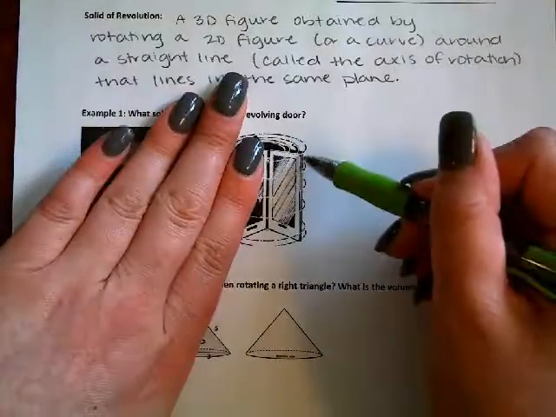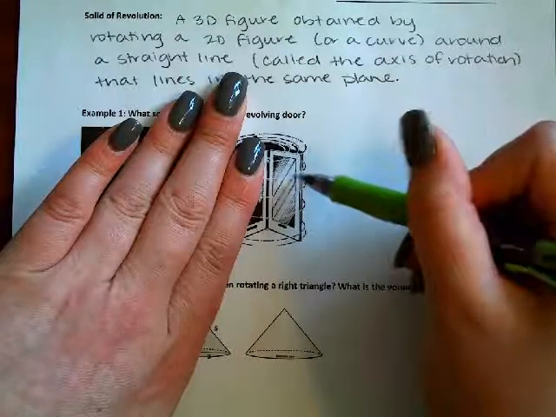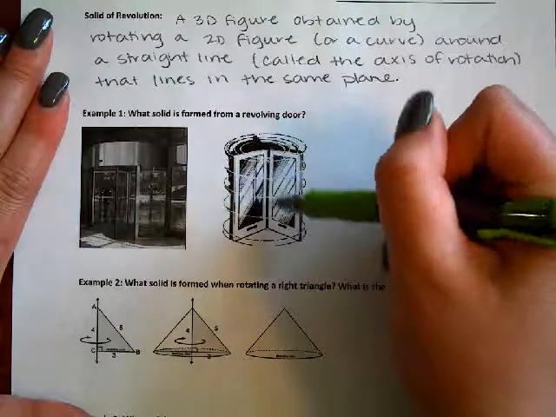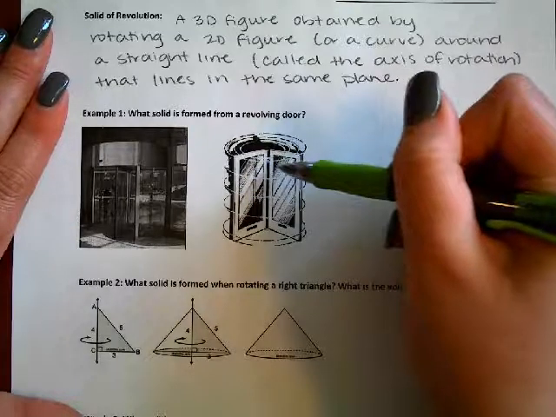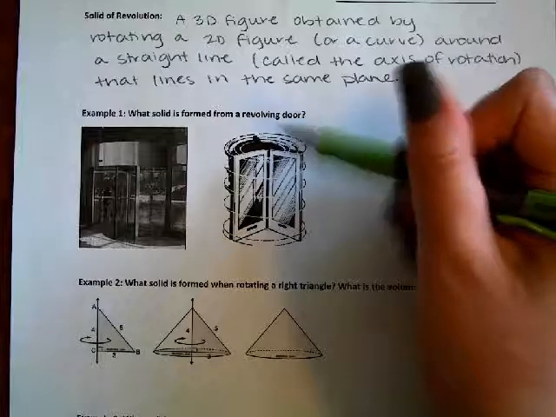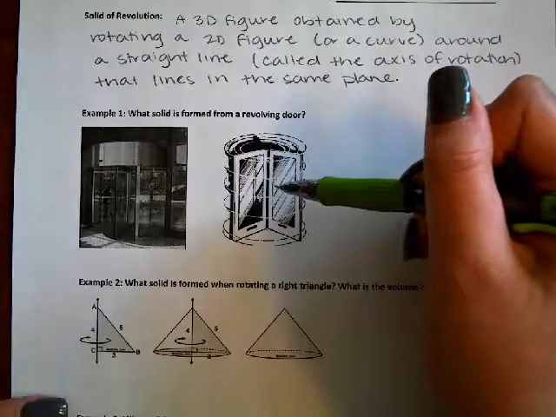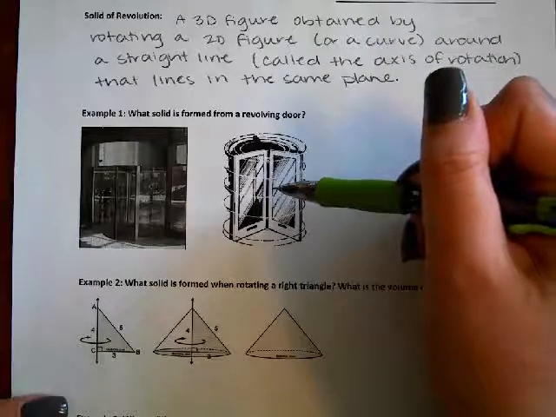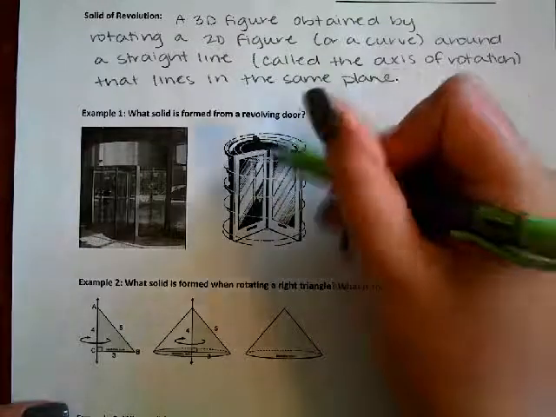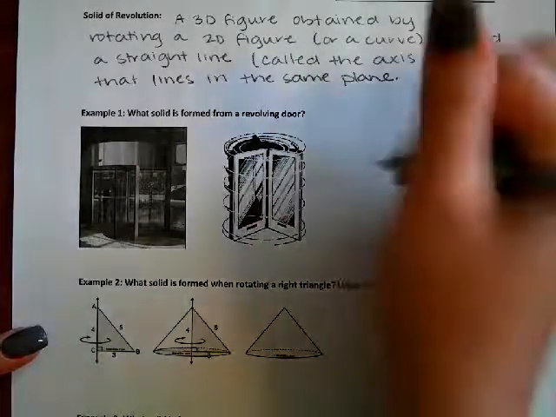But this is a sketch of a revolving door, and you can see the 2D part of it is that you have a rectangle, right? That's the two-dimensional part. And if you take that two-dimensional door and you rotate it around this straight line here, so the straight line is the door frame or the main pane that it's rotating around, when you rotate it around, you can see that it's making a cylinder shape. So what solid is formed from a revolving door? It's a cylinder, right?